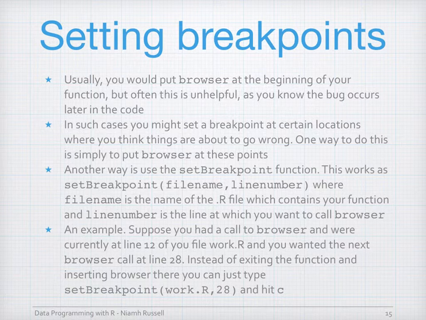So just as the debug function is a slightly finer way of using browser, breakpoint goes finer again. So instead of having to call browser for a whole function, you're just going to investigate the situation at a particular line of your code. So the function we're going to use is called setBreakpoint, and the setBreakpoint function takes two arguments: the file name, which is the name of your source file that you're using to store your code in.